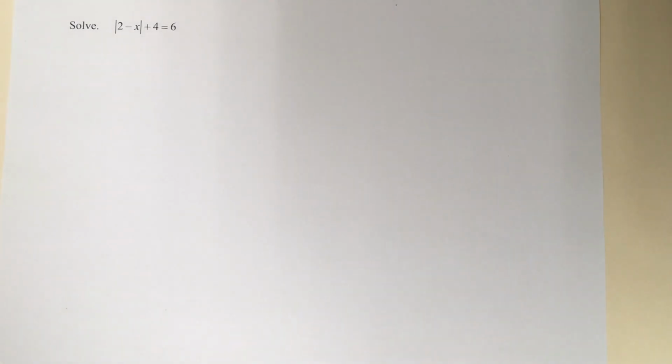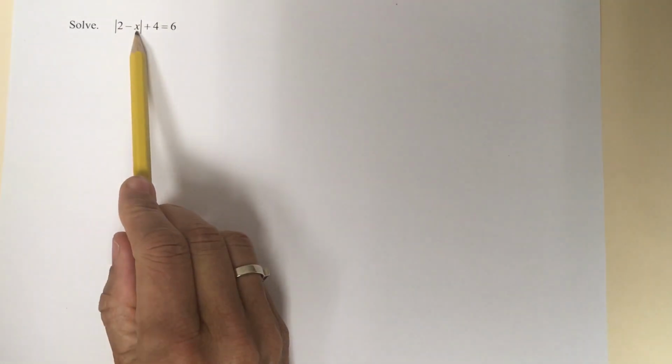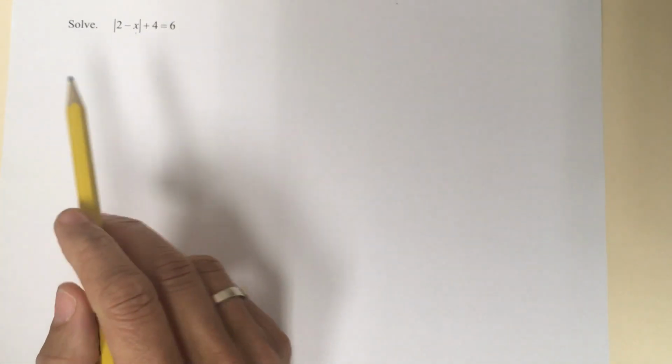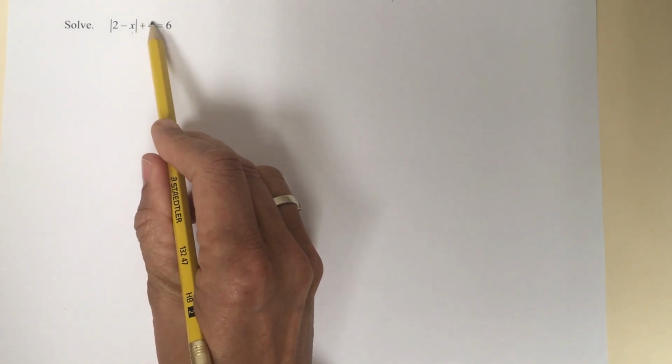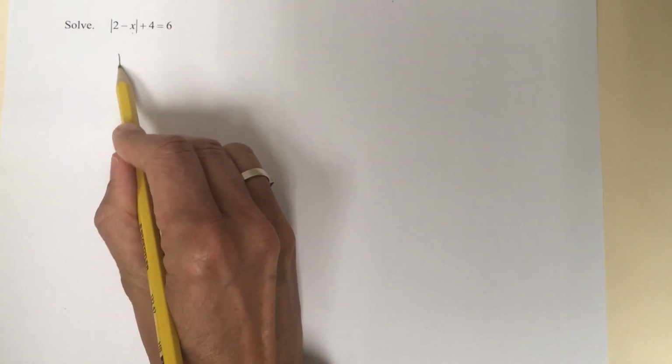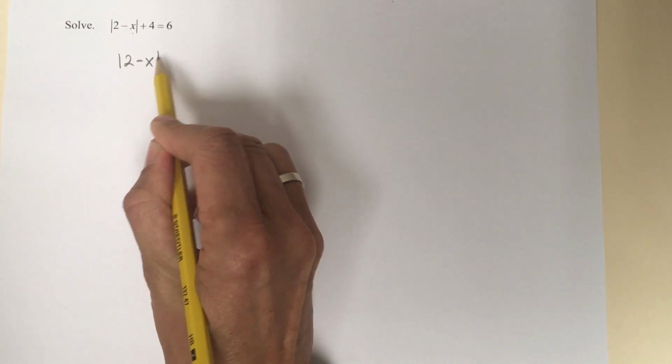Here is an absolute value equation to solve. Our variable is located inside the absolute values. The first step in solving is to isolate the absolute value, which means we're going to need to move this 4 to the other side of the equation. And since that 4 was added, we will need to subtract it.